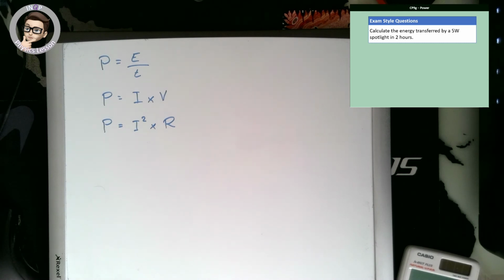But which equation are you going to use? And you need to know all 3 of these equations to approach it. Pause the YouTube video here, and then have a go at this question. And we'll go through the answer in a moment.